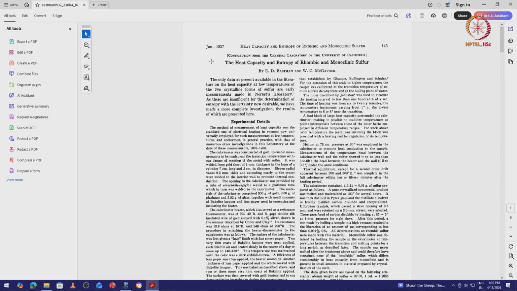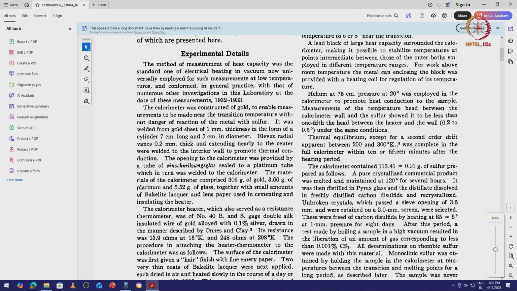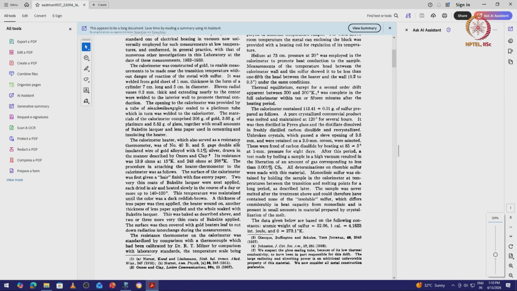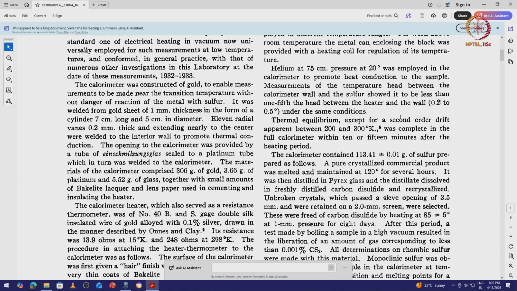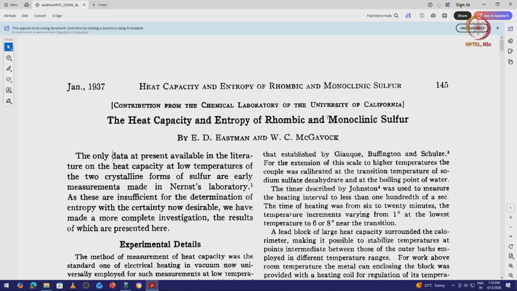You can actually get the citation of this paper. It is the heat capacity and entropy of rhombic and monoclinic sulfur, and you can download it yourself. Let me zoom it up. You can read this paper to see how people were measuring Cp's, and this was a paper that was published in 1937. So, we have had this data from 1937, the Cp's of sulfur.